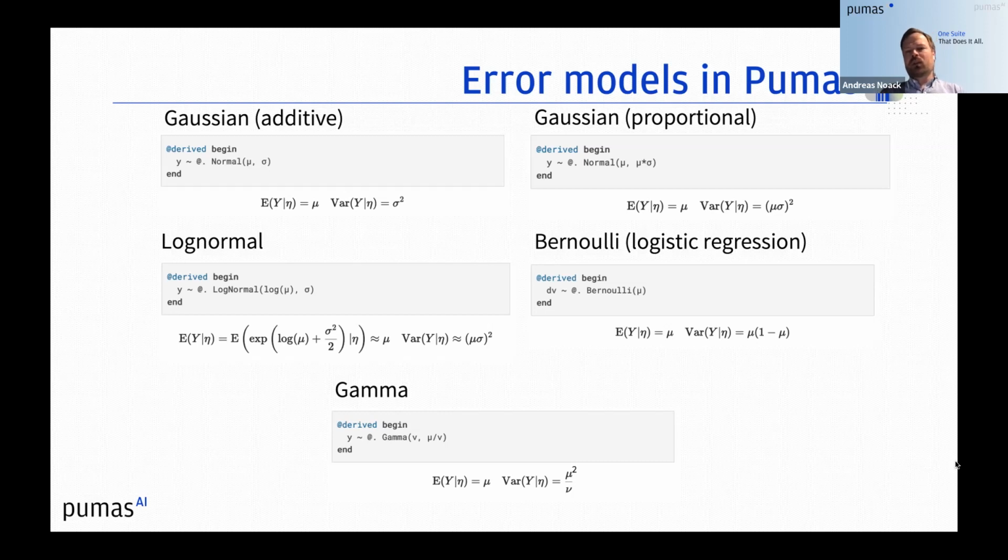Finally, I've taken an example of a non-continuous random variable. Here, the Bernoulli distribution, which is the distribution used if you're doing a logistic regression, where you have, again, a conditional mean equal to mu, and then a variance, which is the product of mu and 1 minus mu, just to show that there is essentially no difference in how the model is specified between the logistic regression case and the Gaussian case. So that's how error models are specified in PUMAS.